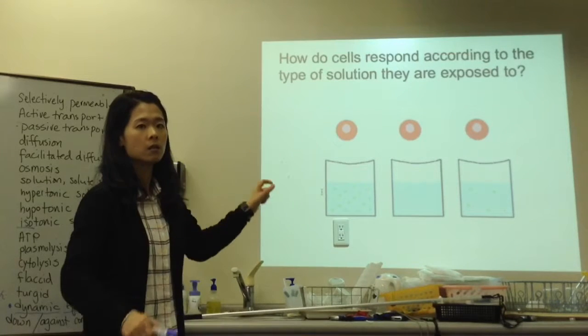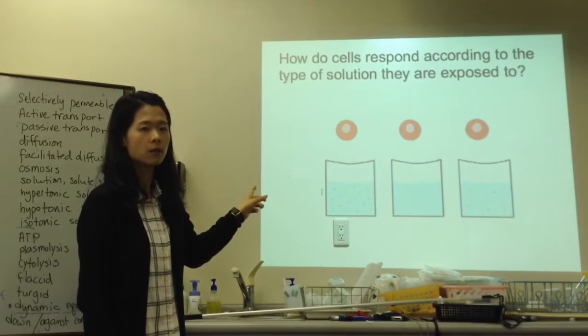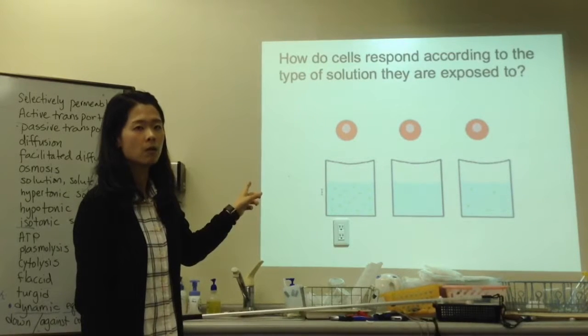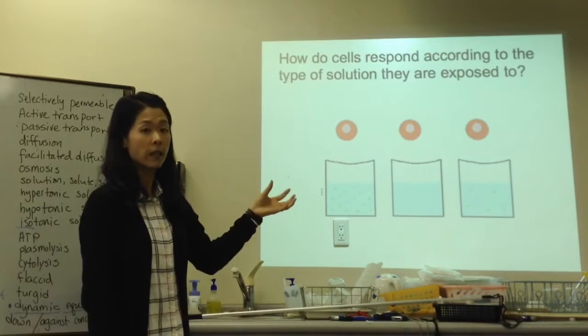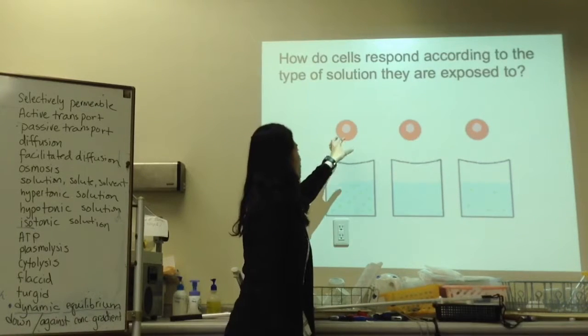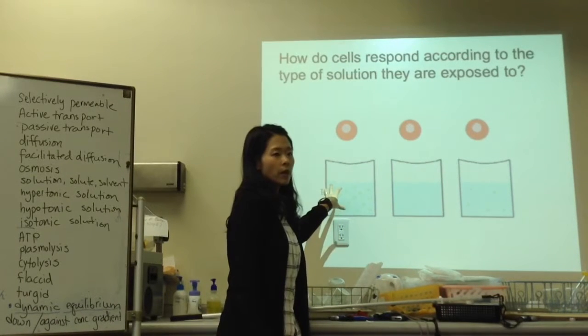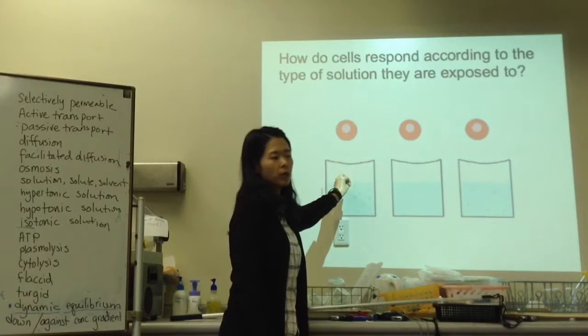On the first one, since there's a really high concentration of green dots outside, the water in the cell is going to go out in order to make the outside lower in concentration, more diluted. Water from the cell will come out. What will that do to the cell? Shrink. The cell will shrink, losing water.